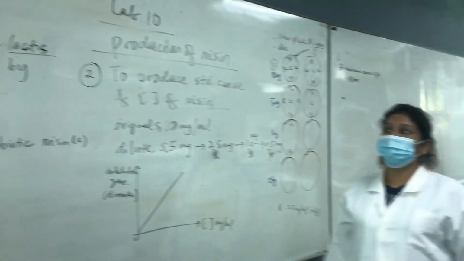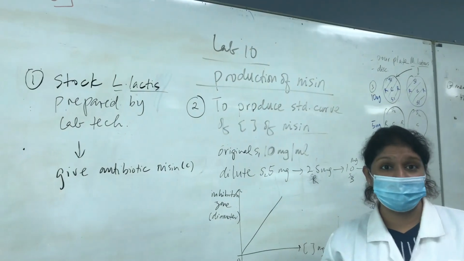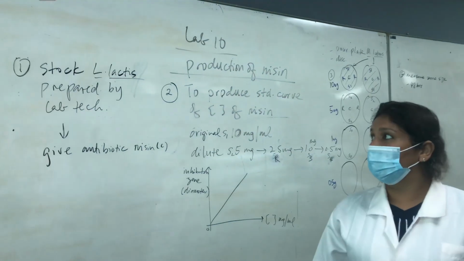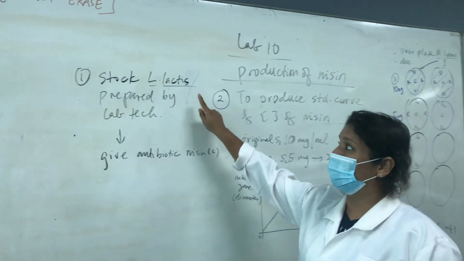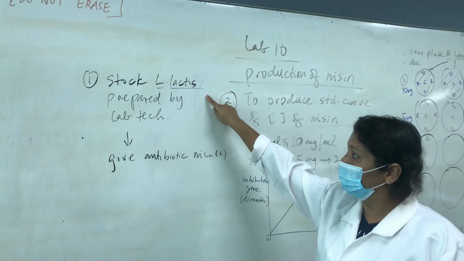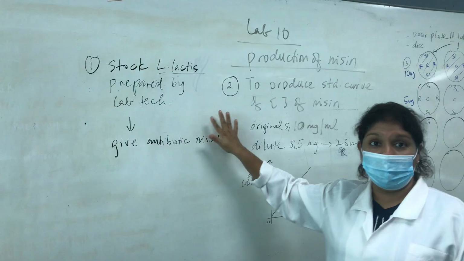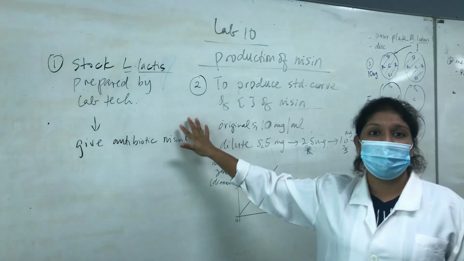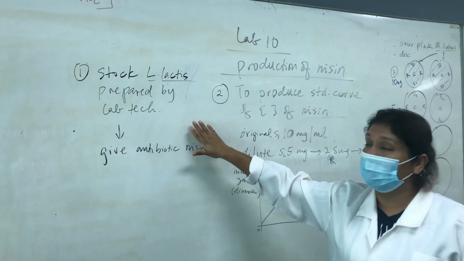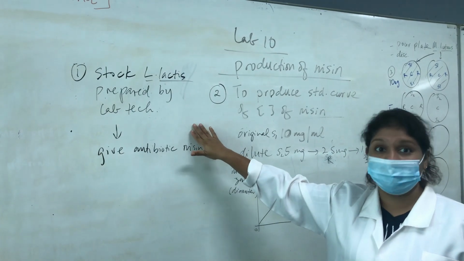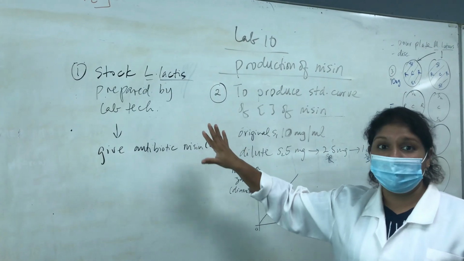Okay, hi class. Today we are going to do Nisin production using Lactococcus lactis. Nisin is an antibiotic, so it is going to be produced by this bacteria, Lactococcus lactis. I already proceeded with this. You can see in your lab manual, it takes 48 hours to produce the Lactococcus lactis Nisin. This has been done for you.